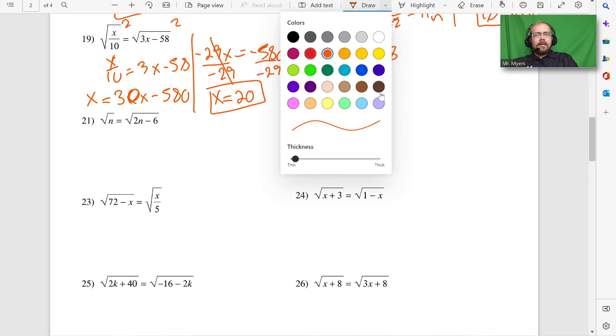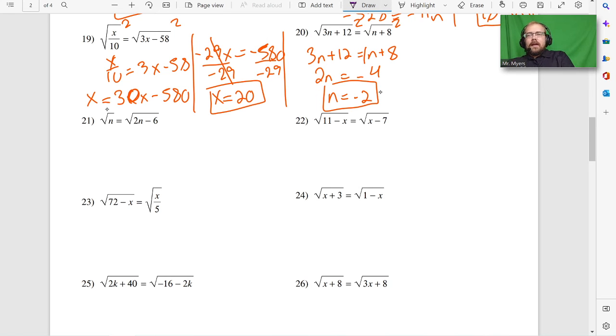All right, moving on. I think that was a red. So now we should do purple. All right, square, square. N is equal to 2n minus 6. Subtract 2n from 1n, and you get negative n is negative 6, which means n is 6. All right, that looks like that works as well.